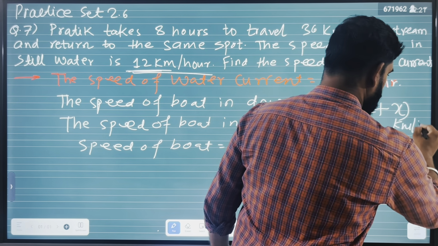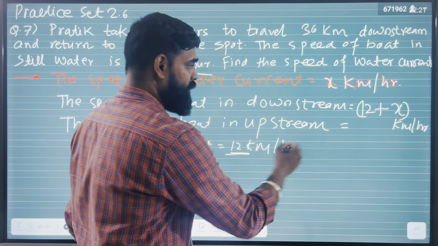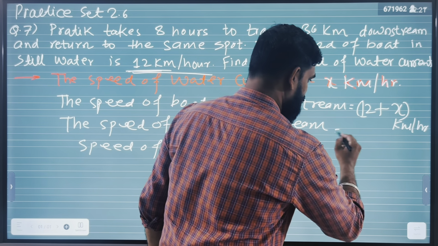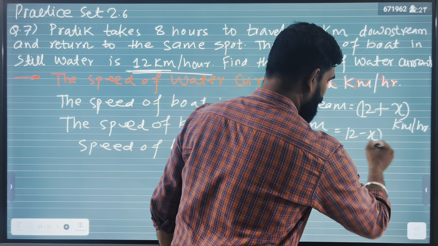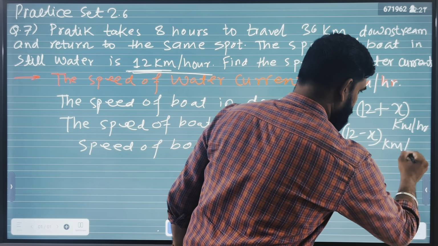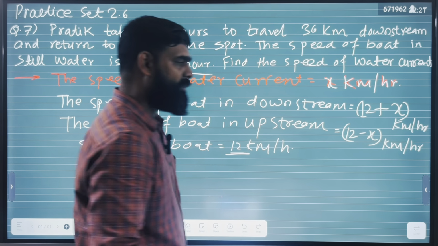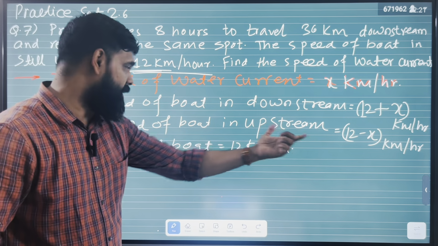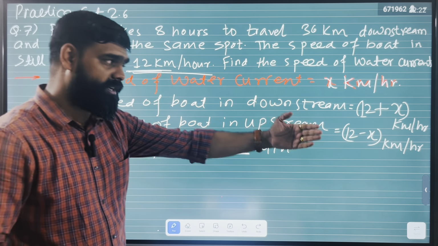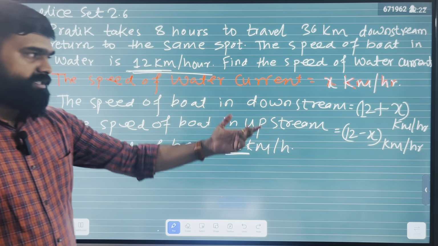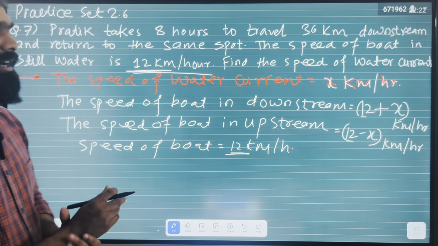Similarly, we have another condition here, the speed of the boat in upstream. Upstream means what? He is traveling opposite to the river. So we have to subtract this x from this 12, and that becomes 12 minus x kilometer per hour. So this becomes the speed of the boat in upstream. Okay, so these are some considerations.